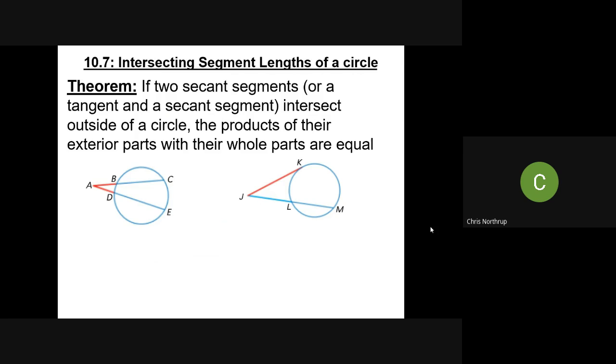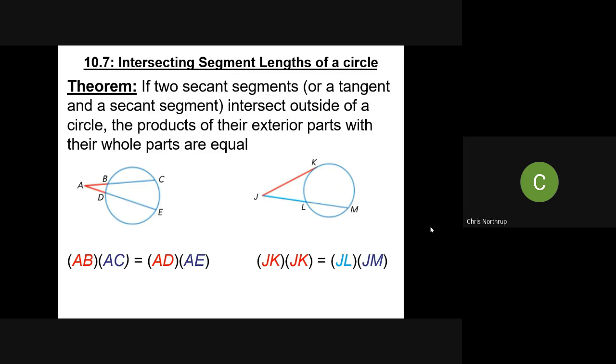So in both cases, I have either a secant intersecting a secant outside of the circle or a secant intersecting a tangent. So the equations that we could come up with would look like AB times AC, so the outside part of AC times the entire thing, equals AD times AE. So outside times whole equals outside times whole. For the tangent intersecting the secant, it's basically the same idea. The only difference is with a tangent, the outside is the whole part. So I'm going to do the outside, JK, times the whole part, also JK, equals outside times whole, so JL times JM.